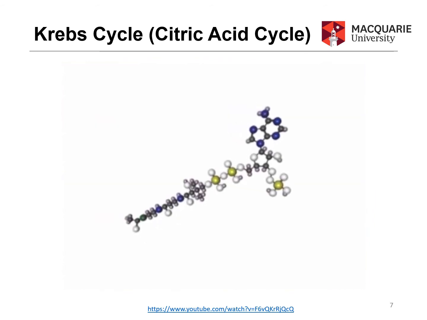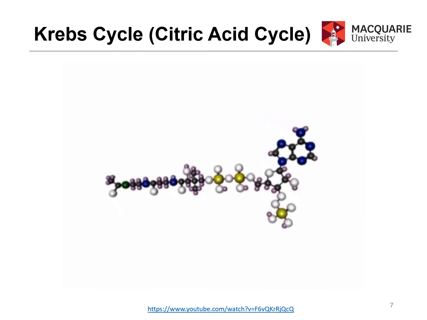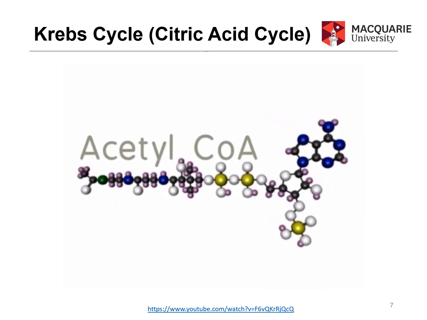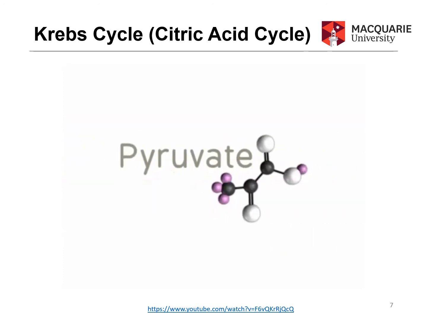So where does the 2-carbon molecule come from to begin the citric acid cycle? This molecule, acetyl-CoA, is made from pyruvate.